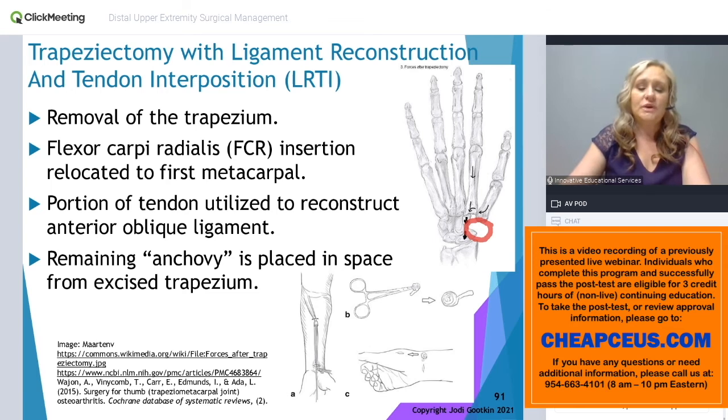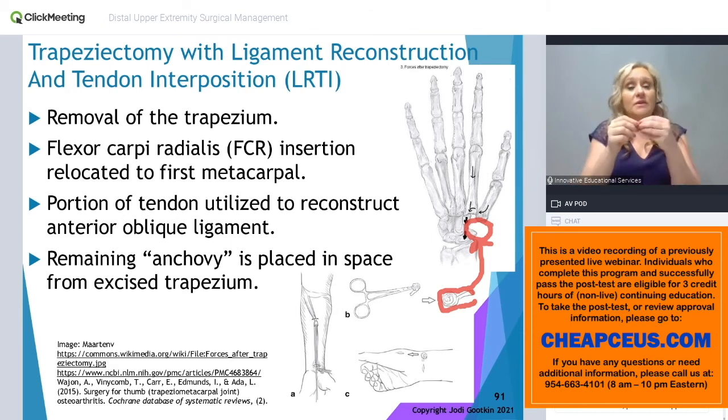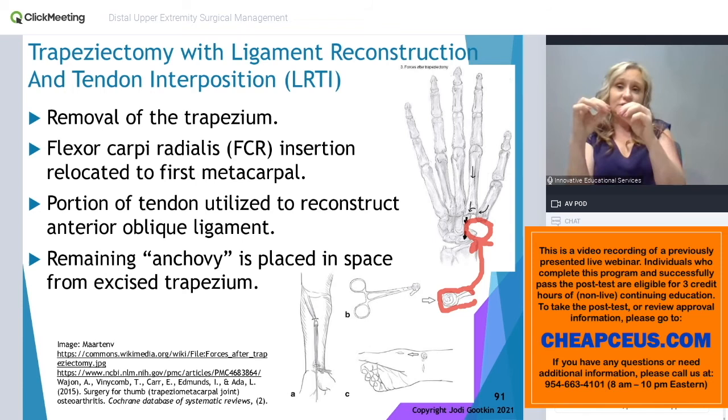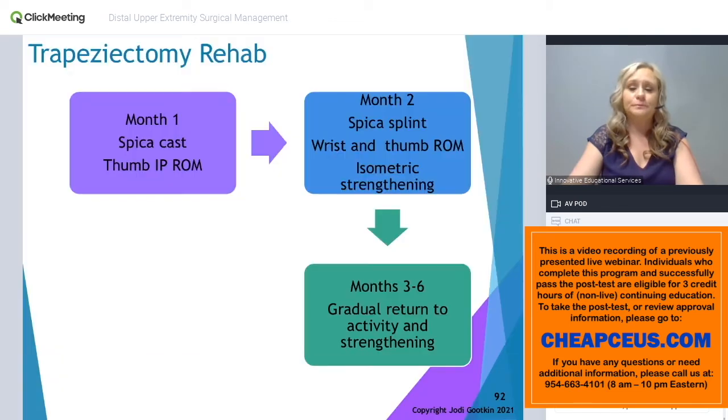What they will do is come in and take the flexor carpi radialis and remove it from its insertion. They cut off a little piece of it on the right here and wind it up like a little anchovy, and place that into the location where the trapezium used to be. The remaining flexor carpi radialis they reattach to the first metacarpal so it can still function for wrist function, but that extra little length, because they shifted the insertion, gives some cushioning to the thumb joint in order to restore function.